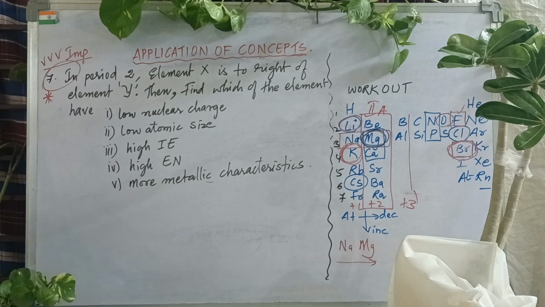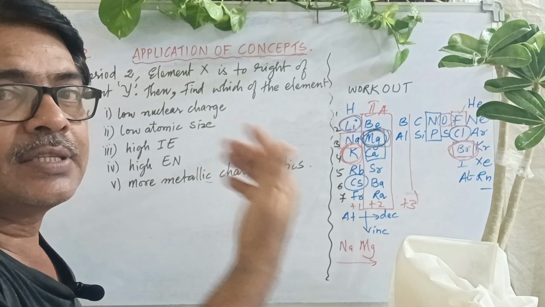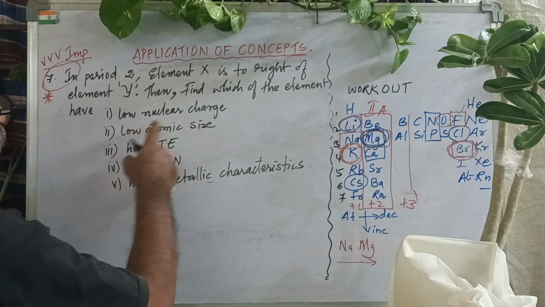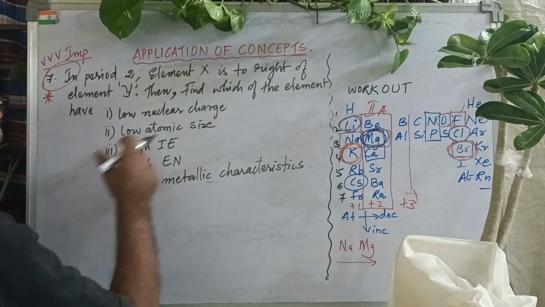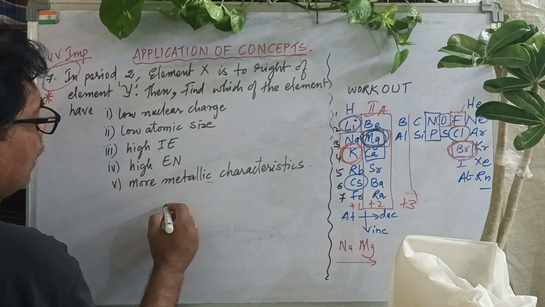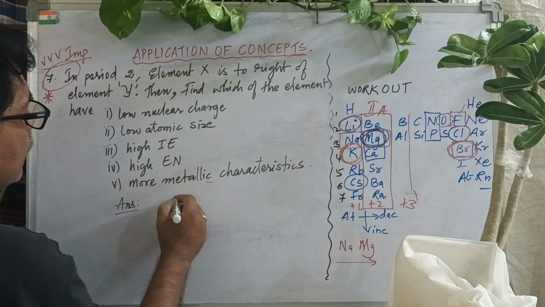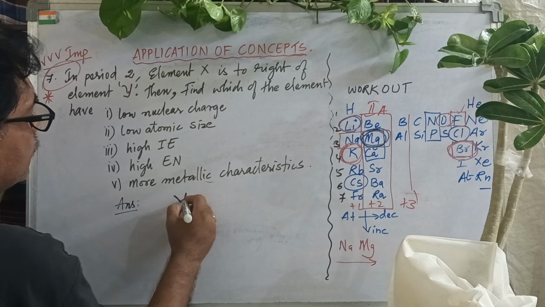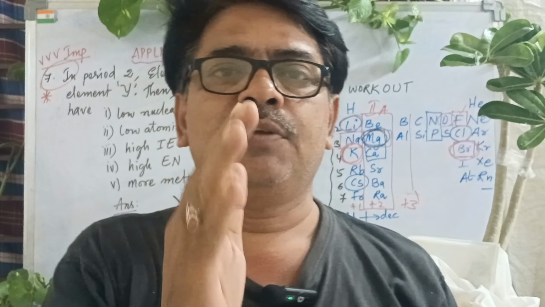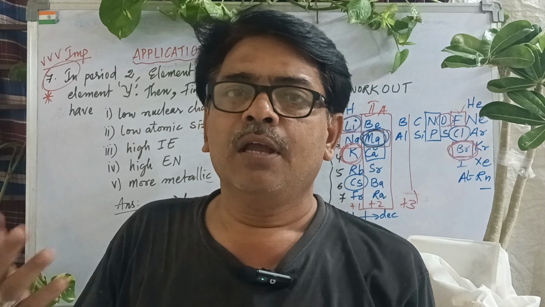Which element is fixed? Y is fixed. X is coming and occupying the right side of Y. Then find which element has low nuclear charge, low atomic size, high ionization energy, high electronegativity. First you should have a clear idea of which element already exists: it is Y. Suppose I am Y, facing you. For me, right is this side.